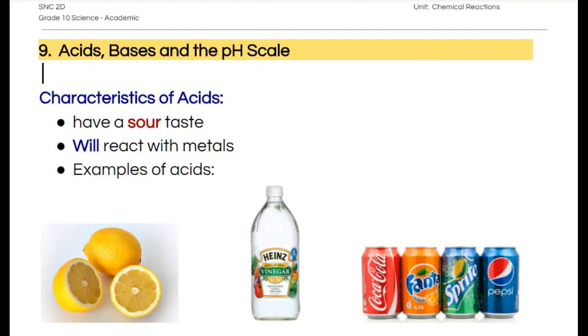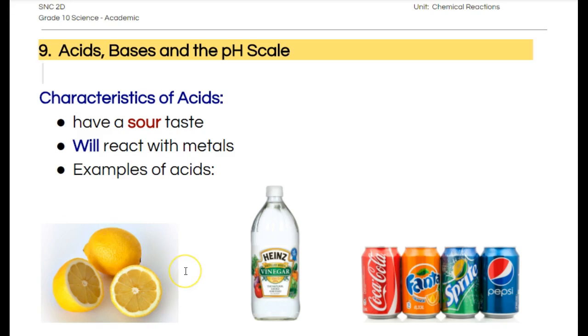So in today's lesson, we're going to be learning about acids, bases, and the pH scale. You may not know what bases and the pH scale are, but we're going to talk about them today. We're going to start with something a little bit more familiar to you, and that is acids. Most of you can think of acids because you've encountered them in your everyday life.